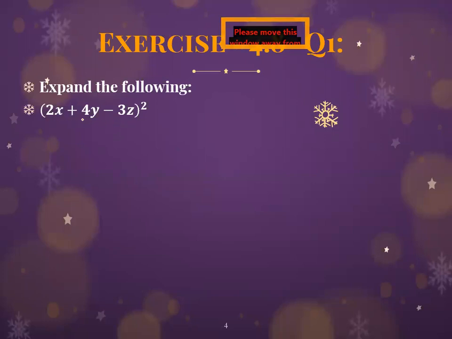Now, how will you identify which formula you are going to apply? Because here you have three terms. How many terms are there? Three terms: one, two, and three. And these three terms have a whole square, so you have to expand it. Understand? First you will write down the heading of solution, and then rewrite your question again, which is (2x plus 4y minus 3z) whole square.